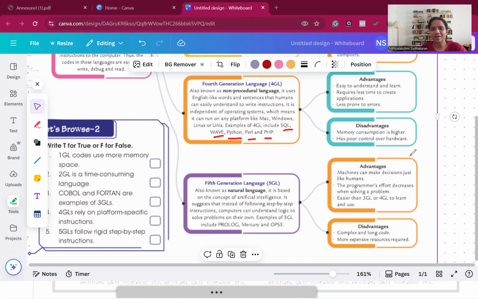And poor control over hardware. Hardware was not that convenient. Fifth generation language, it's a natural language. It is more of artificial intelligence, AI, which is the generation which we are moving on.